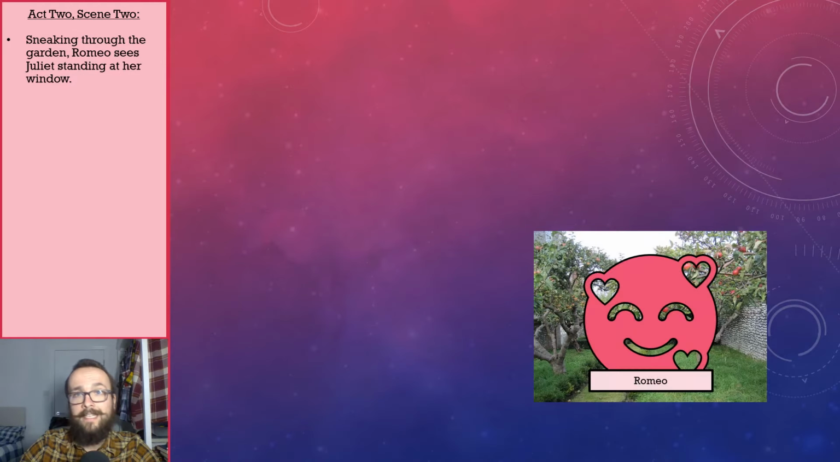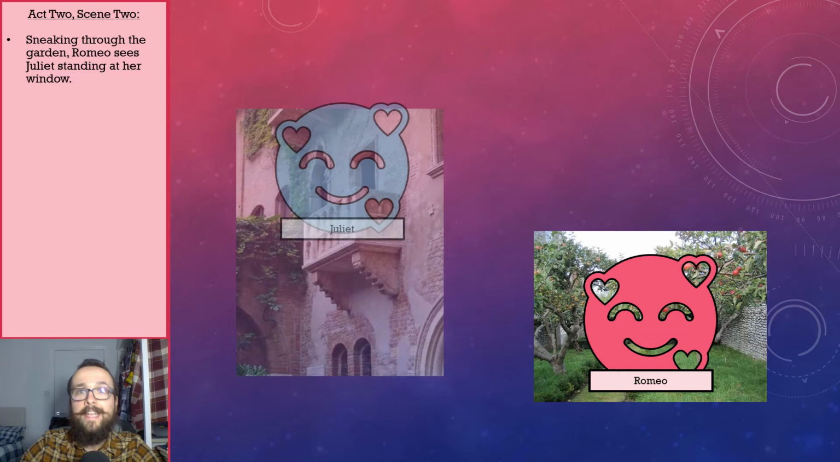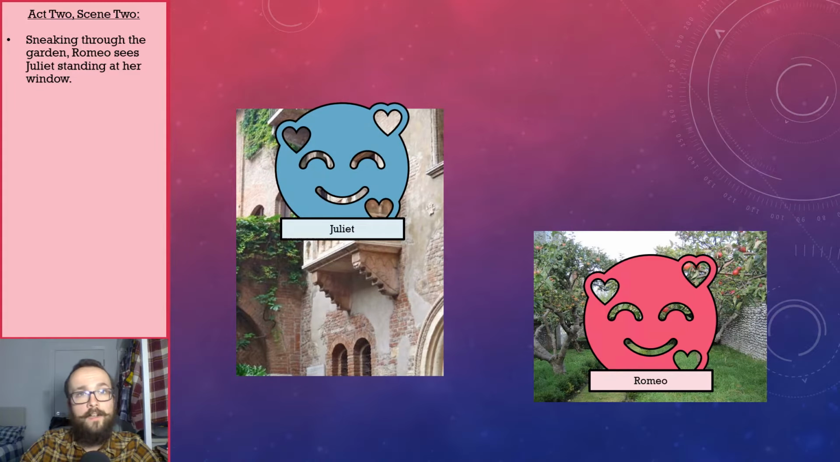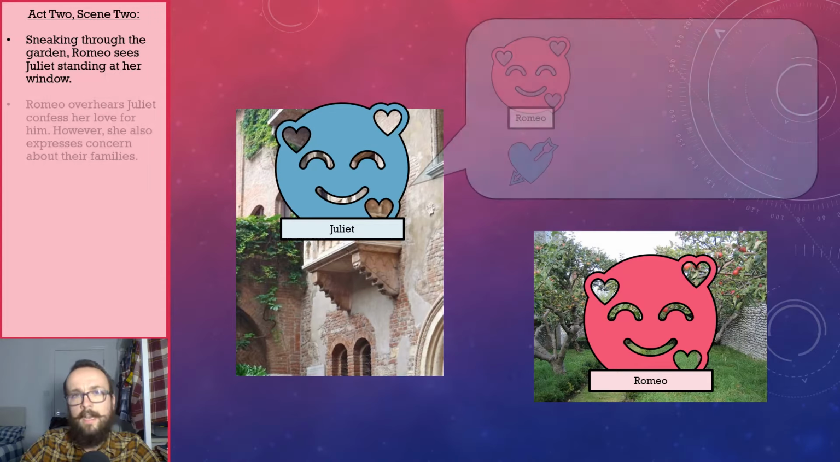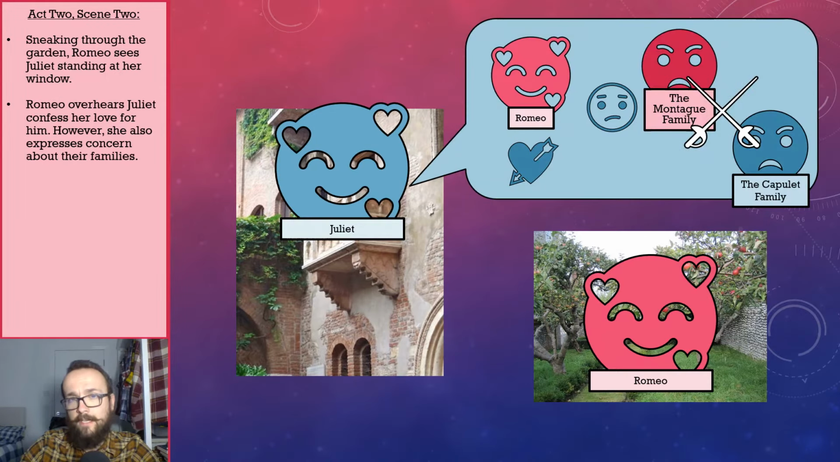Act 2, Scene 2 follows Romeo as he sneaks through the Capulet garden, and as he's doing this, he eventually stumbles upon the sight of Juliet standing at her window. Romeo stops to listen and overhears Juliet speaking. She outwardly confesses her love for Romeo, but also expresses concern about their families. After all, they're enemies, and so their love cannot be.